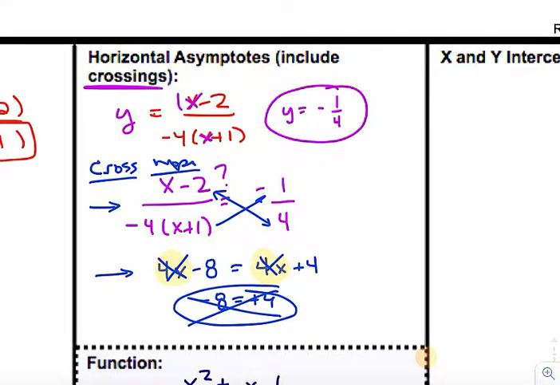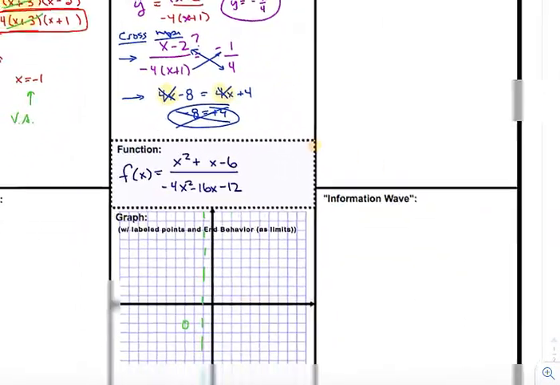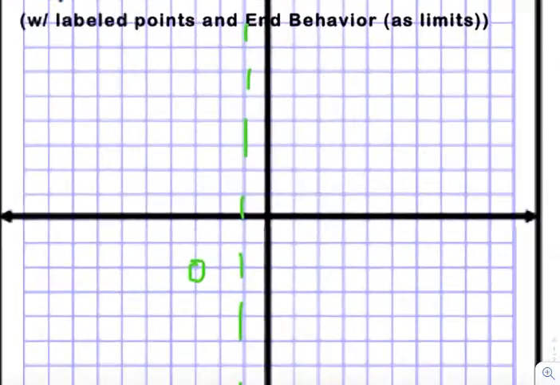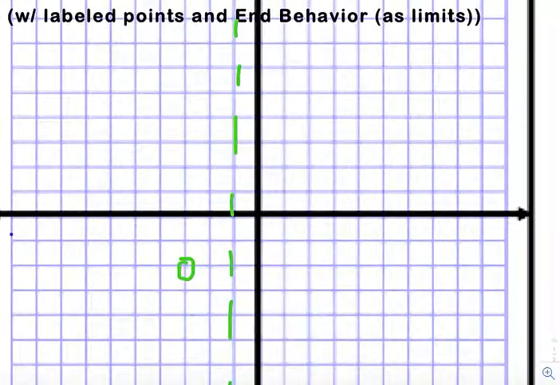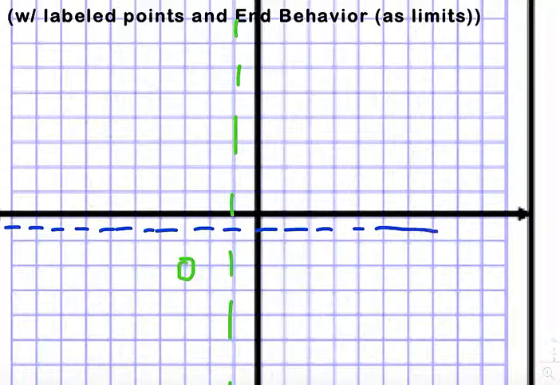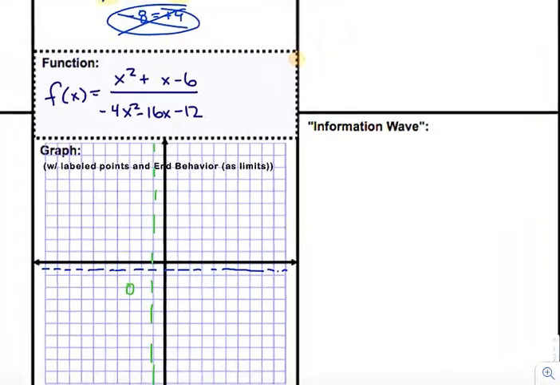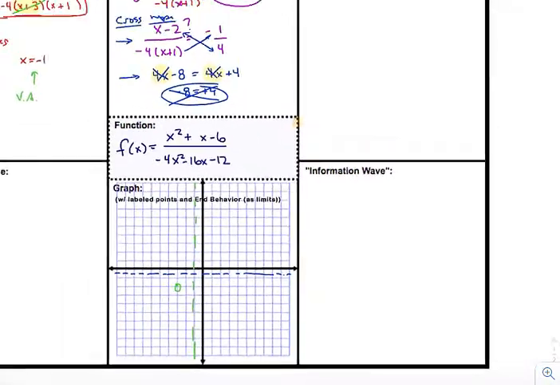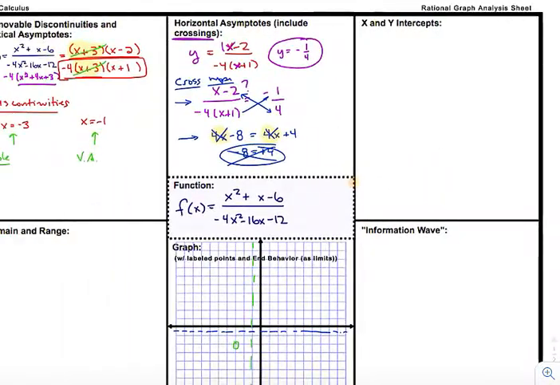And so what we can tell in our graph is we have this negative 1/4 as a horizontal asymptote. So about, I don't know, about right here. And it's a hard break in our graph. We cannot cross this line. And so we're starting to get a really clear picture of what this could look like. Let's go into our last part.